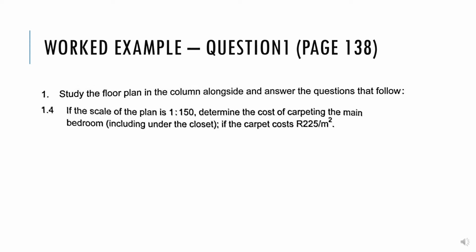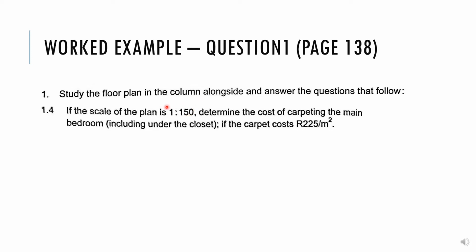If the scale of the plan is 1 to 150, determine the cost of carpeting the main bedroom, including under the closet, if the carpet costs 225 Rand per square meter. Right, so the first thing we want to look at here is that they give us a scale, right? Remember, 1 unit on the actual plan on the page is equal to 150 times that same unit in real life.